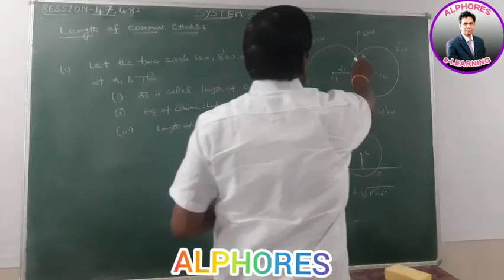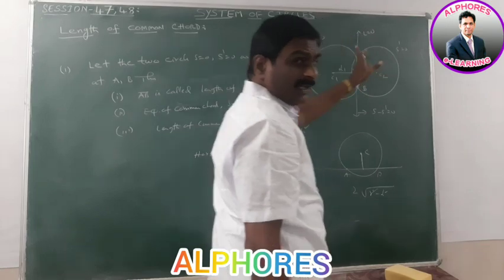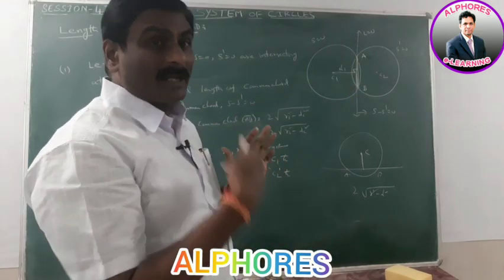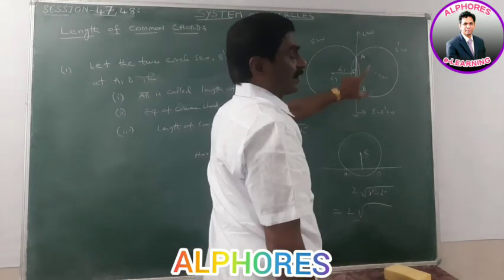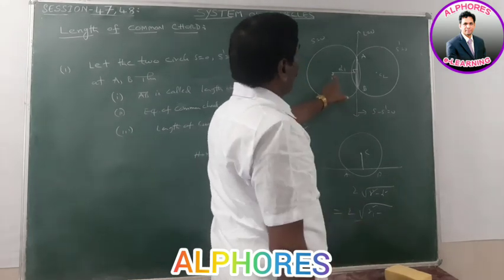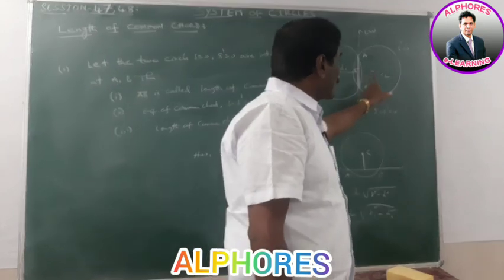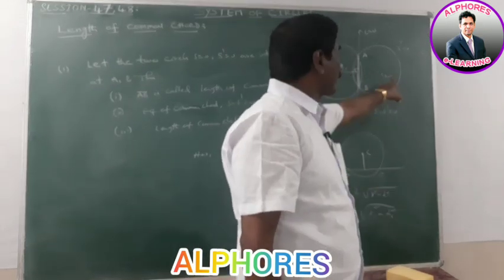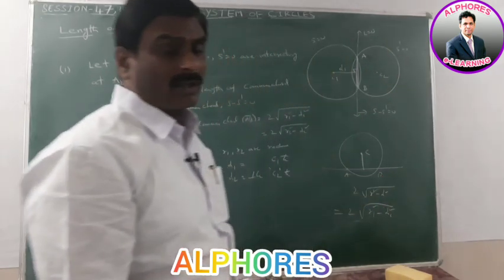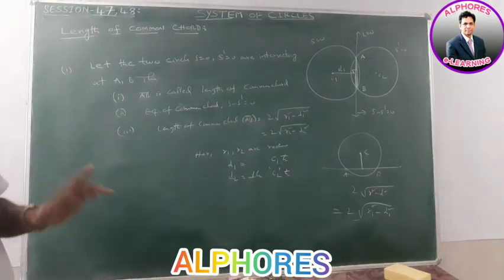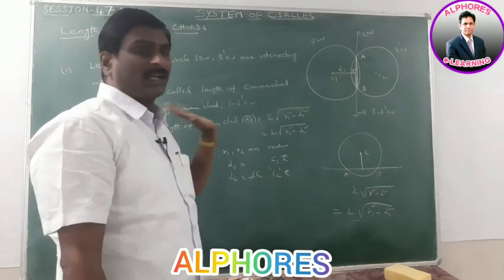In this case, the chord length AB is the same whether we use the first circle or the second circle. Suppose we find the length of the chord using the first circle: it is 2 root R square minus D square, where R is the radius of the first circle, R1, and the distance from the first center to this chord is D1. Similarly, using the second circle, it is 2 root R2 square minus D2 square, where D2 is the perpendicular distance from the second center to this chord. Very, very important: the length of the common chord is 2 root R1 square minus D1 square or 2 root R2 square minus D2 square, both are equal.